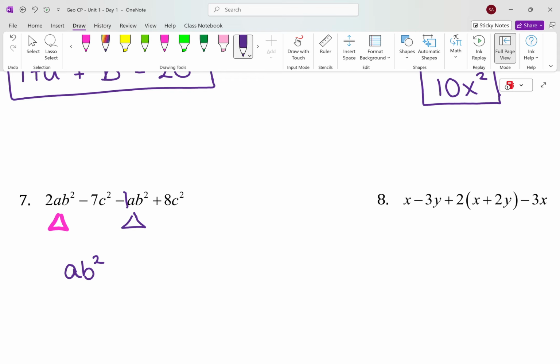And then I have a negative 7c squared and a positive 8c squared. So I'm thinking negative 7 plus 8 is a positive 1c squared.